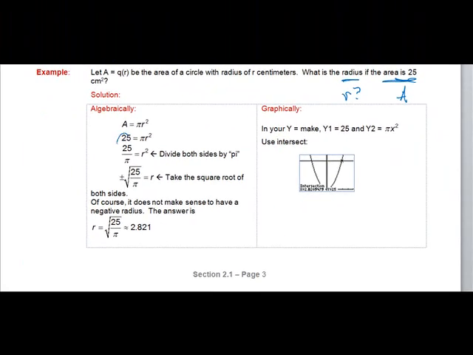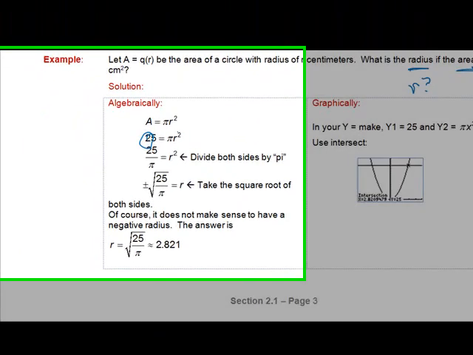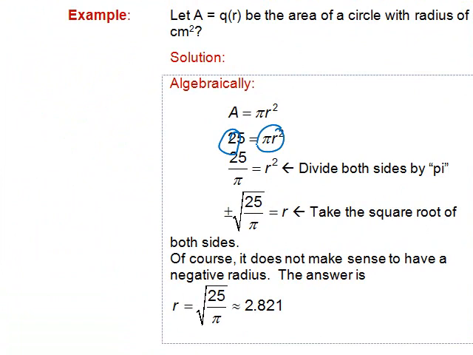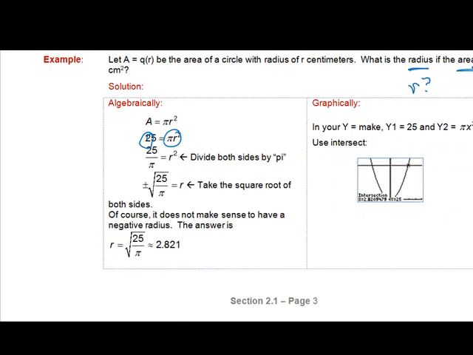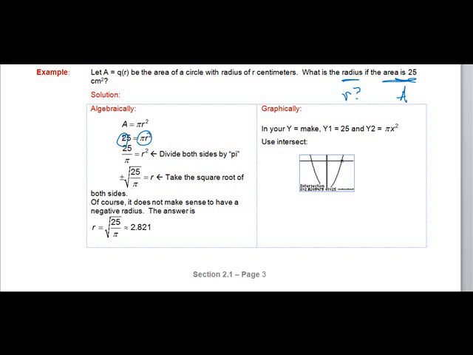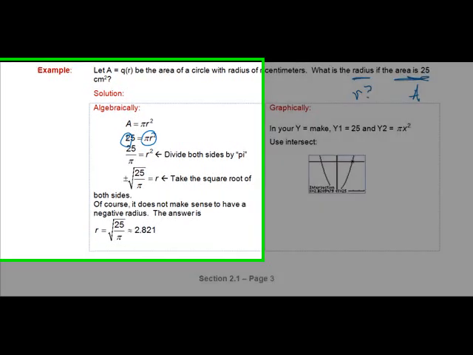So what I did was I put 25 in for my A, and there's my pi R squared. Now remember, I want to solve for R. So I need to get the R by itself. So I divided both sides by pi, so that gives me R squared equals 25 divided by pi. And then remember, when I have a square, in order to solve for the variable, I need to take the square root. So I take the square root of R squared and the square root of 25 divided by pi.